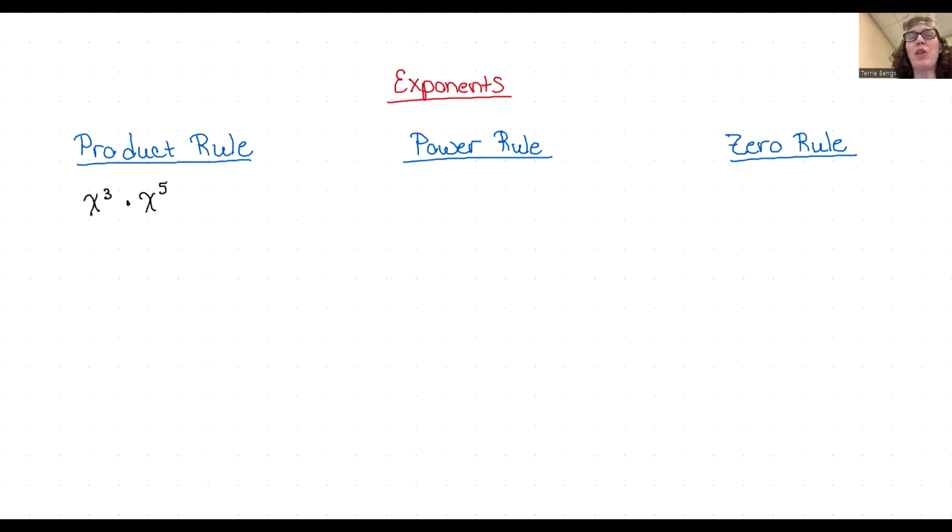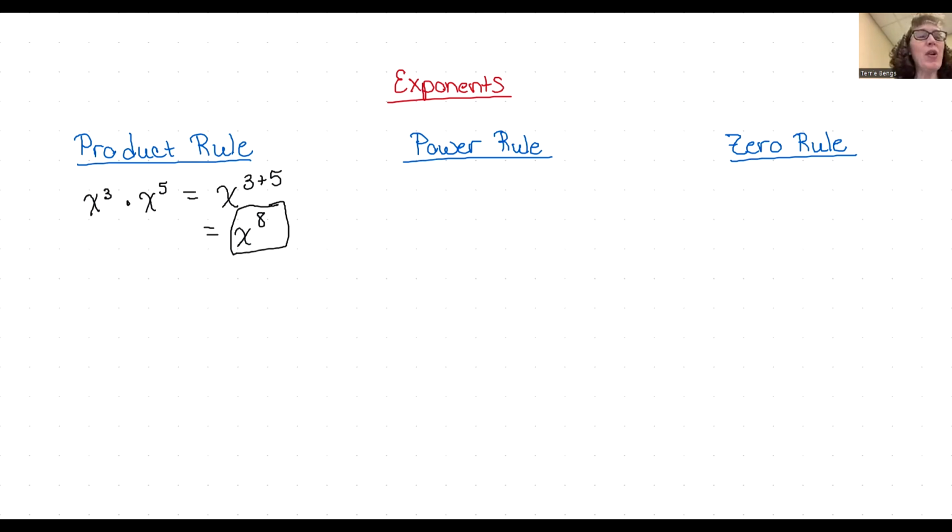So when we look at our problem here, x cubed times x to the fifth, we're going to write down just one x, and then we're just going to add the exponents. So it'd be 3 plus 5. So we can even simplify more. If we add those two together, 3 plus 5 is 8. So our answer to this problem is x to the 8th power.